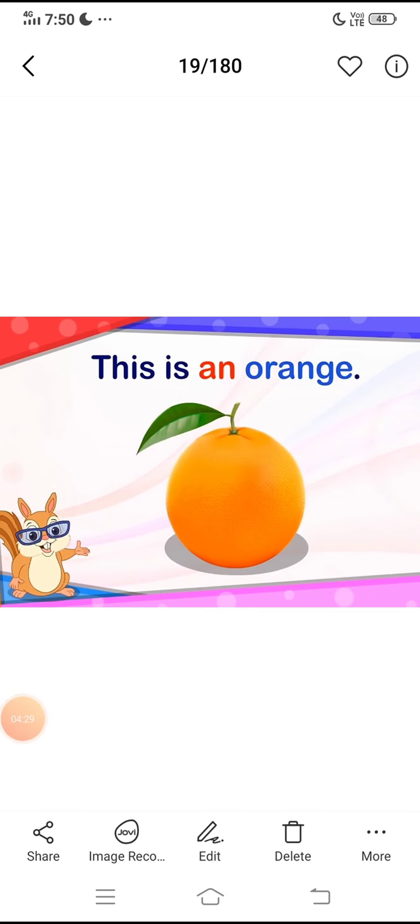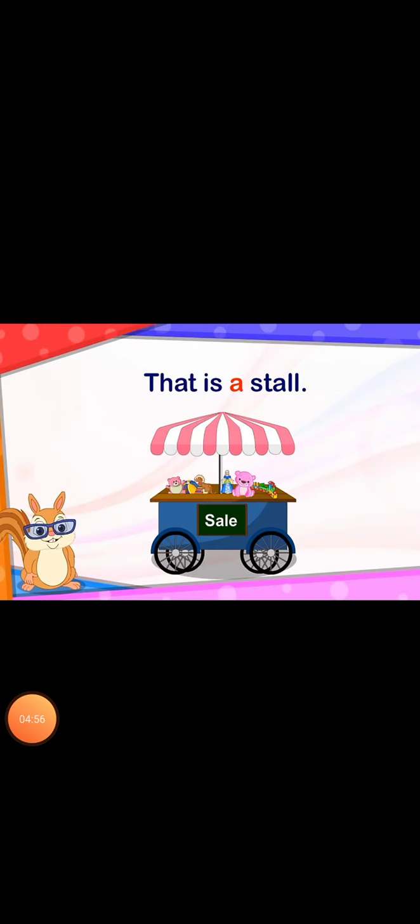Example sentences: This is an orange. The first letter of this word is O. This is an orange. This is a flower. Here the first letter of the word flower is F. It indicates a consonant. That is a stall. Here the first letter of the word stall is a consonant. So we are using the article a.